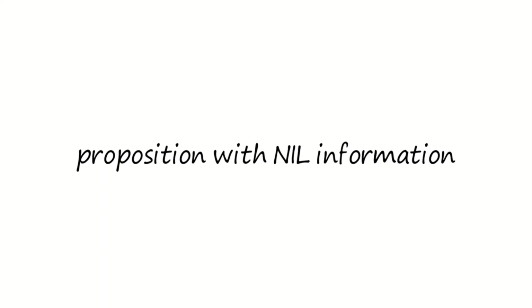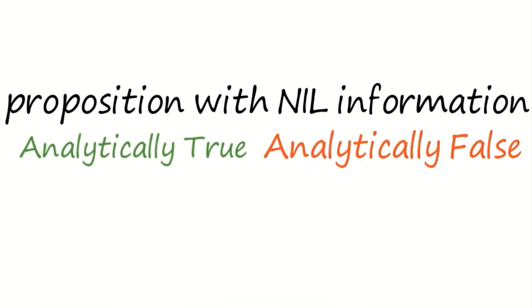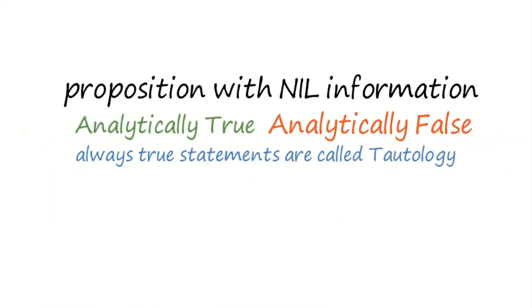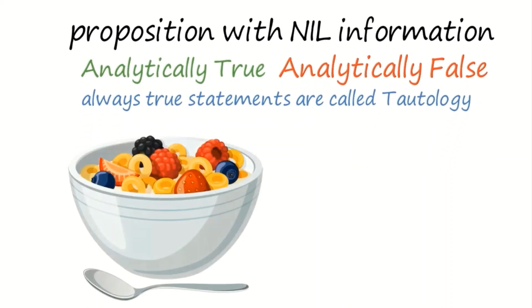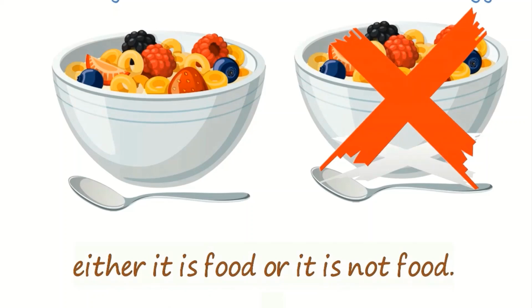Now we will talk about propositions with nil information. Some propositions are true or false by virtue of their meaning and the relations of the content in them, regardless of what the situation in the world might be. Such propositions are called analytically true or analytically false depending on the truth value. Always true statements are called tautology, and always false statements are called contradiction. Let's take an example. Either it is food or it is not food.